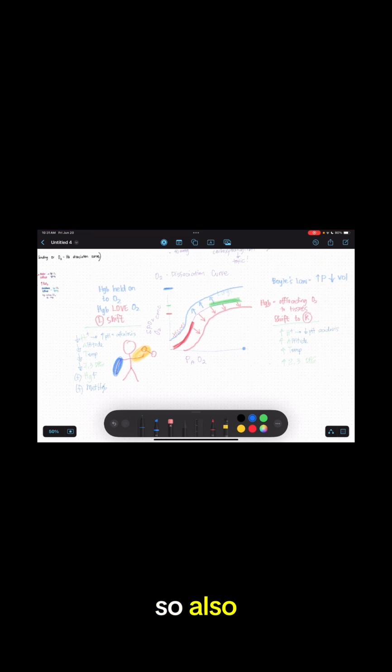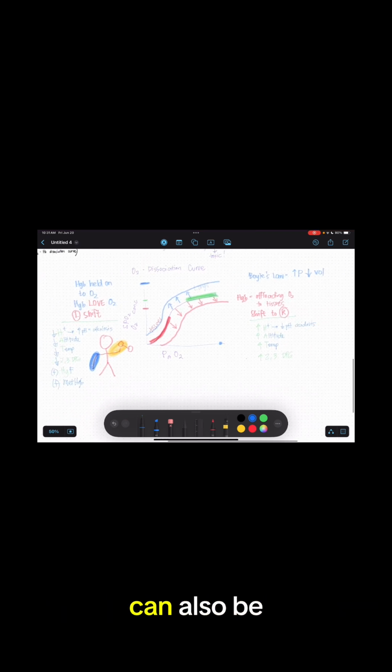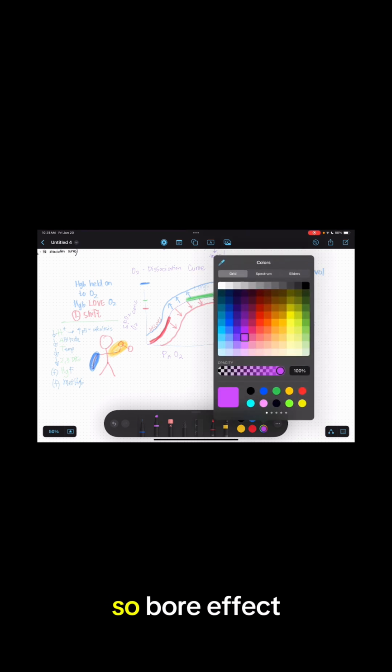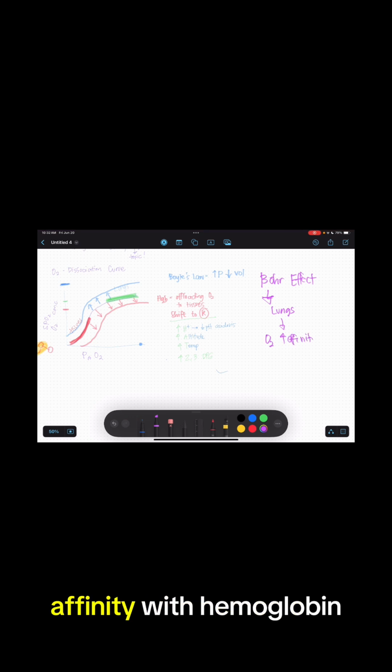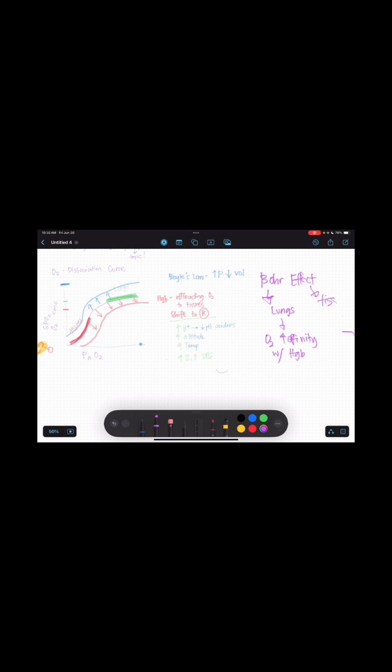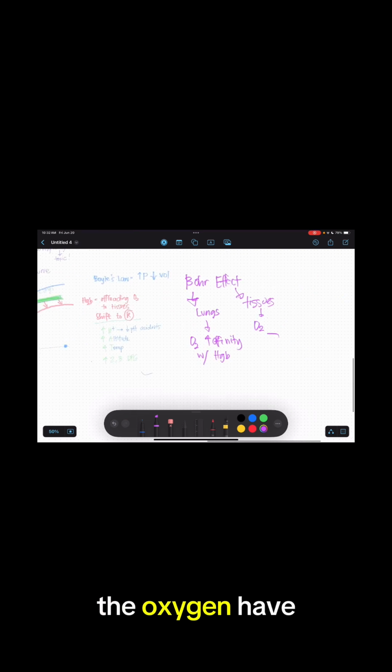It's also important to point out that the Haldane effect can also be seen here. The Haldane and the Bohr effect. So the Bohr effect, you see it on here too, where in the lungs, like I said earlier, the oxygen has more affinity with hemoglobin, but in the tissues, the oxygen has less affinity with hemoglobin.